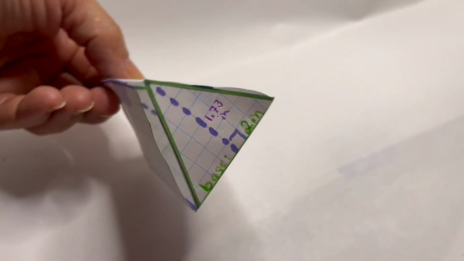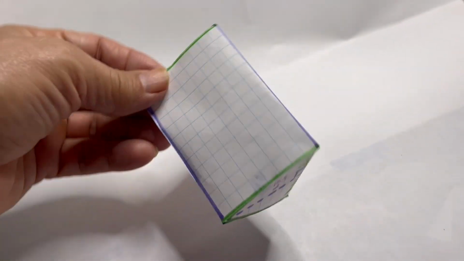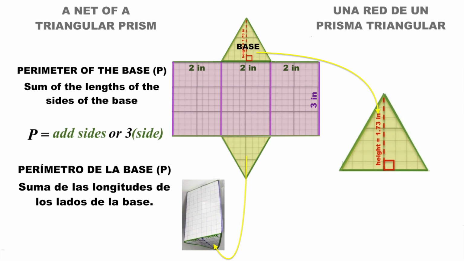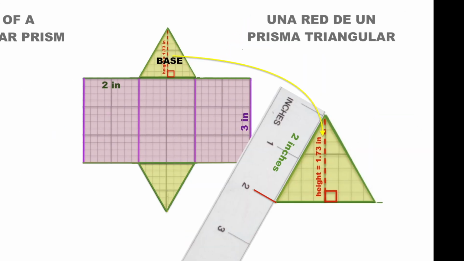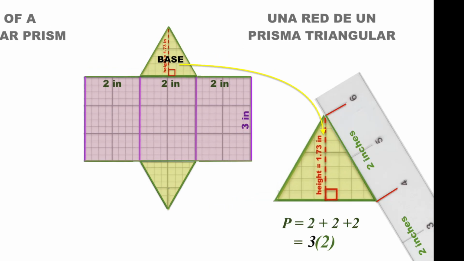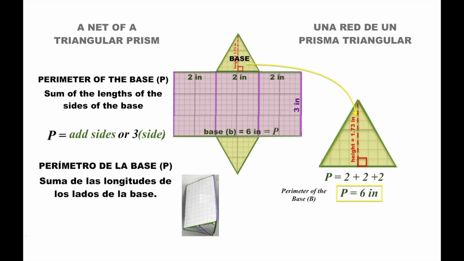A triangular prism with an equilateral base. Perimeter: add all the sides, or 3 times one side. The perimeter measures 6 inches.